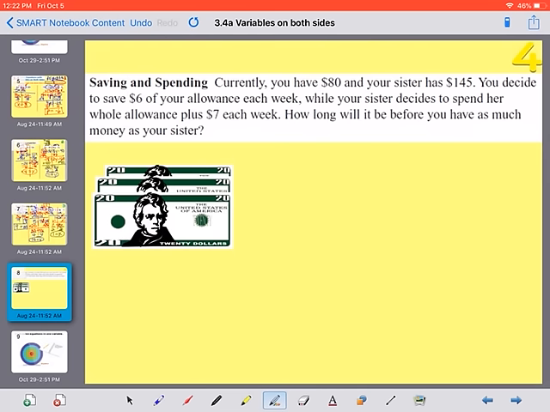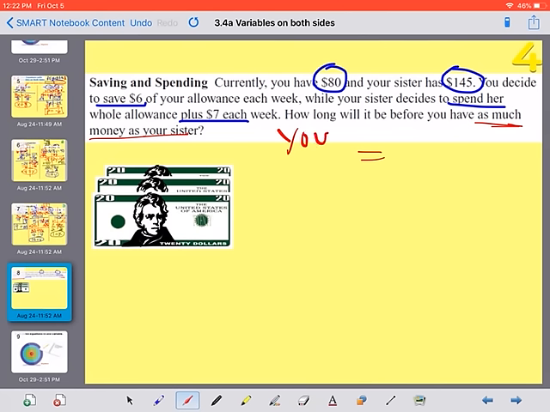Last question, it says saving and spending. Currently you have $80 and your sister has $145. You decide to save $6 of your allowance each week, while your sister decides to spend her whole allowance plus $7 each week. How long will it be before you have as much as your sister? So we want to figure out, when do you have as much as your sister? That says sister. Goodness gracious.